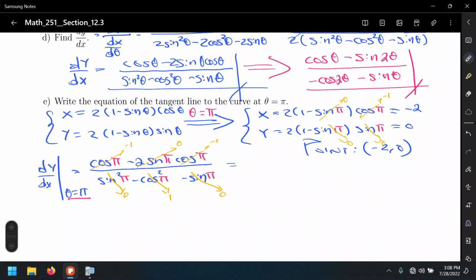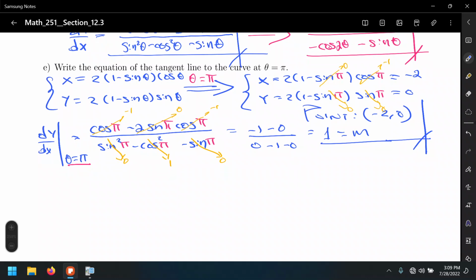Okay, so what do we have? -1 minus 2 times 0, which is simply 0, and we have 0 minus 1 minus 0. That's going to be 1, which is the slope. And finally, we have both pieces of information that we need to find the equation of a line that is tangent to that cardioid when the angle is theta equals pi.